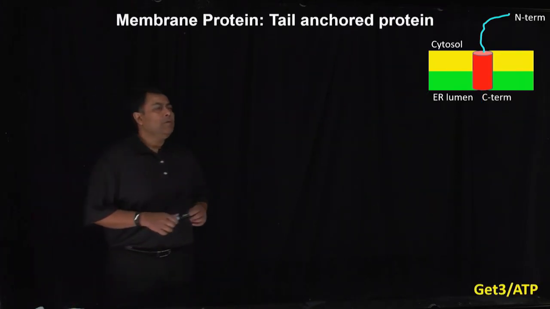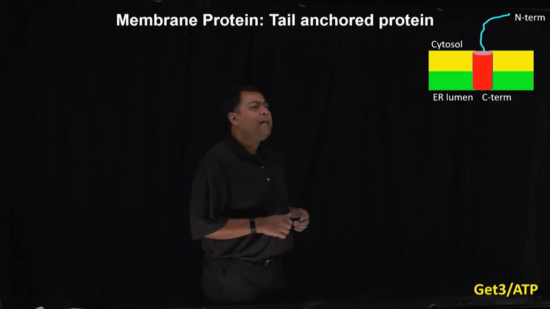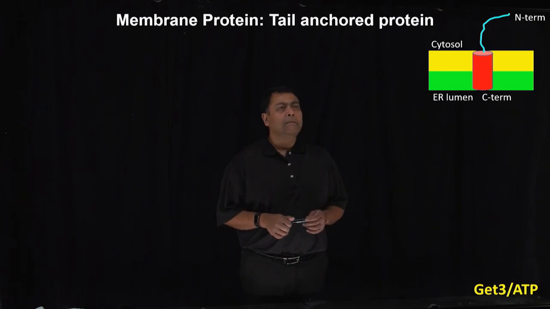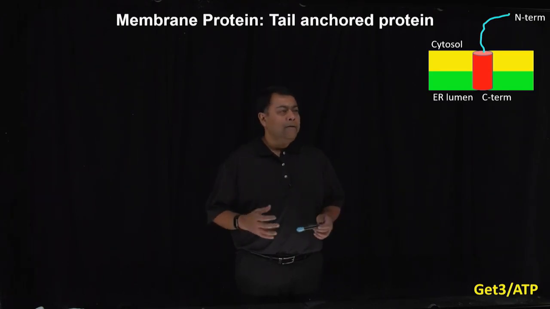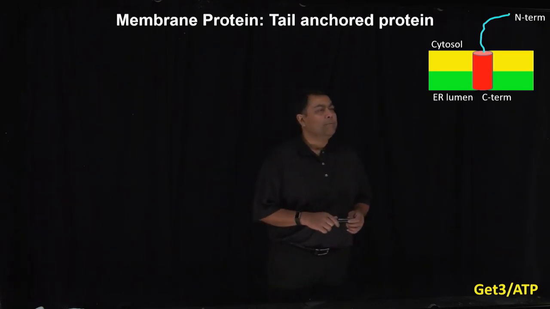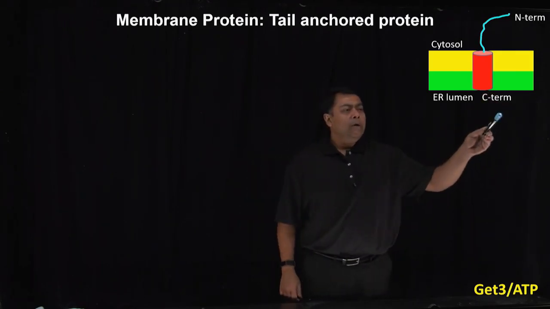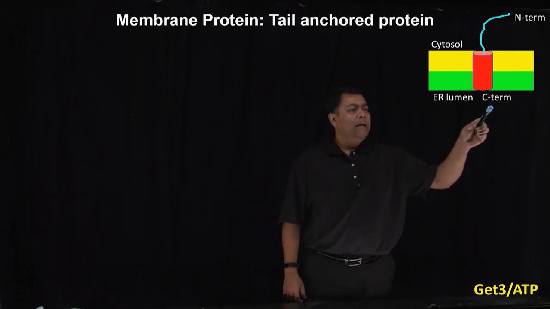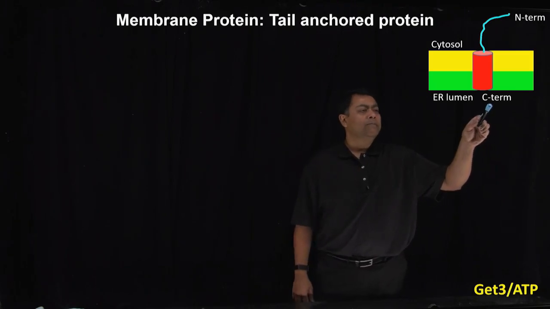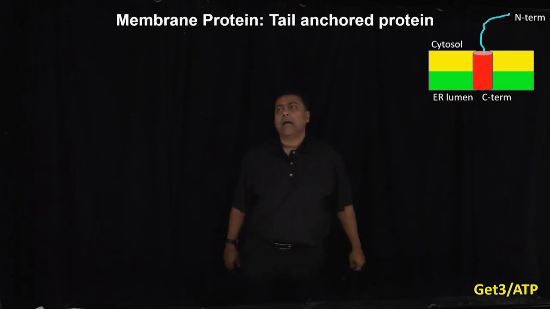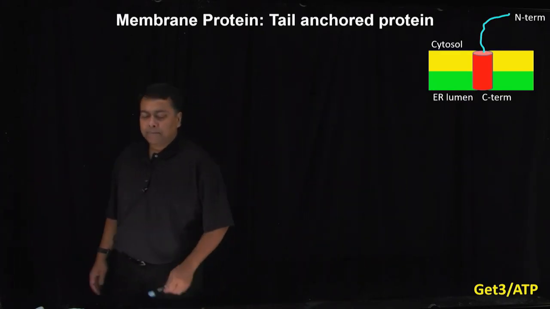So the next thing we are going to see is how the tail-anchored proteins are synthesized. And this is synthesized in a little bit different way, actually very different way, compared to the other membrane proteins or the other secretory membrane proteins. Here you can see the C-terminal is buried into the transmembrane domain, and the N-terminal is in the cytosol. Let's take a look at how this protein is synthesized.